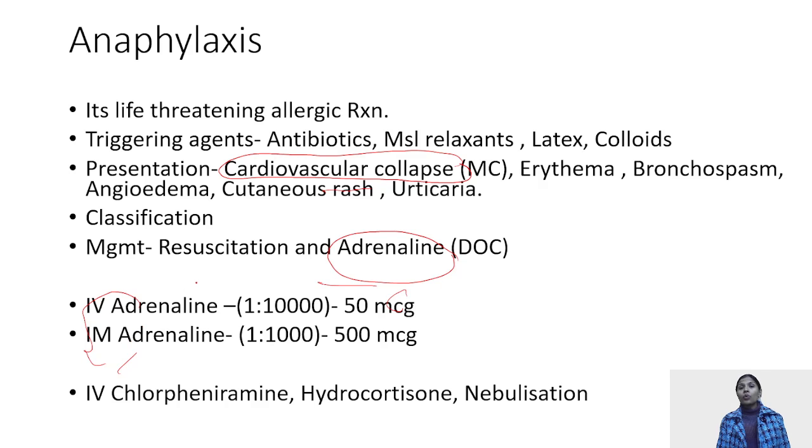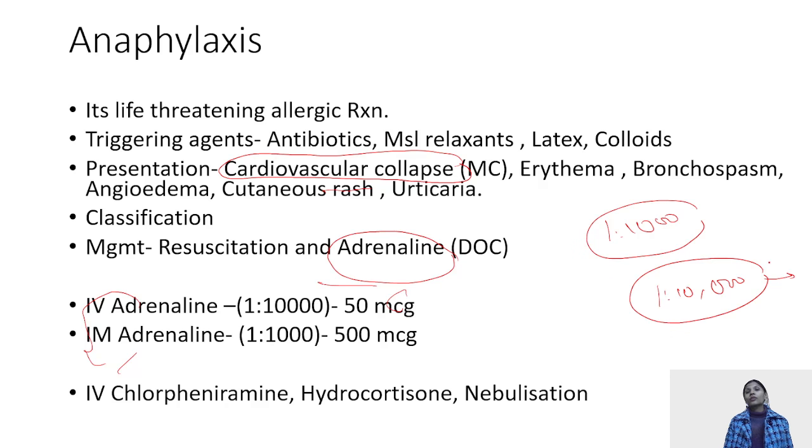IV adrenaline 1:10,000. You actually have an adrenaline vial of 1:1000. You dilute it by 10 to get 1:10,000, and 50 mics are given of this 1:10,000. But when we talk about IM adrenaline, then the same adrenaline, that is 1 in 1000, is used, and around 500 mics of adrenaline are given IM.